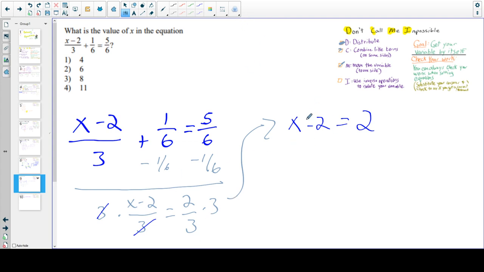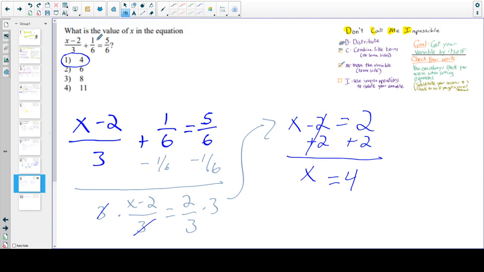So now we want to solve for x. Still, we can use inverse operations, so we can add 2 to both sides. Bam! We get x. This adds to 0. 2 plus 2 is 4. And again, is that one of your answer choices? Yeah, it's this one.